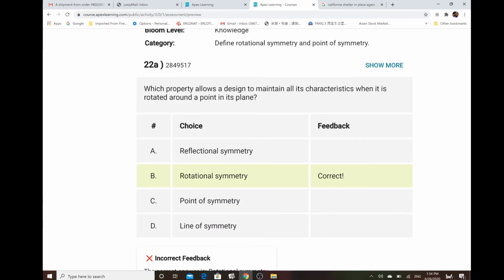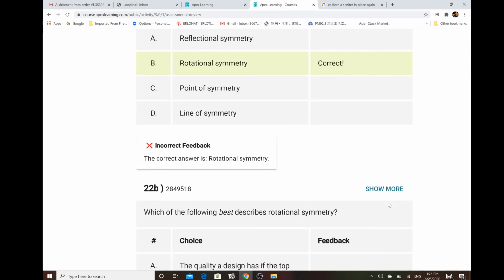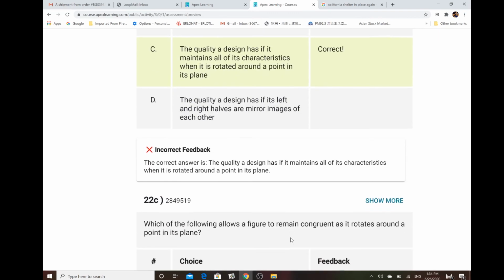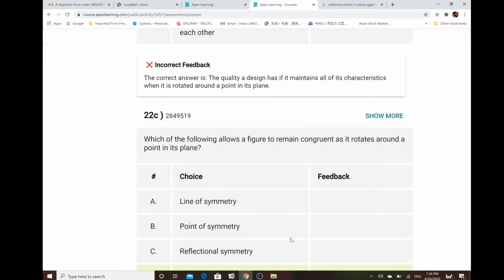So 22, which property allows the design to maintain all its characteristics when it's rotated around a point in the plane? It's rotation symmetry. Keyword for that, rotation. So what is that rotational symmetry about? It's the quality a design has if it maintains all the characteristics when it rotates around a point in its plane. So that one is called a point of rotational symmetry. So we'll talk about that.